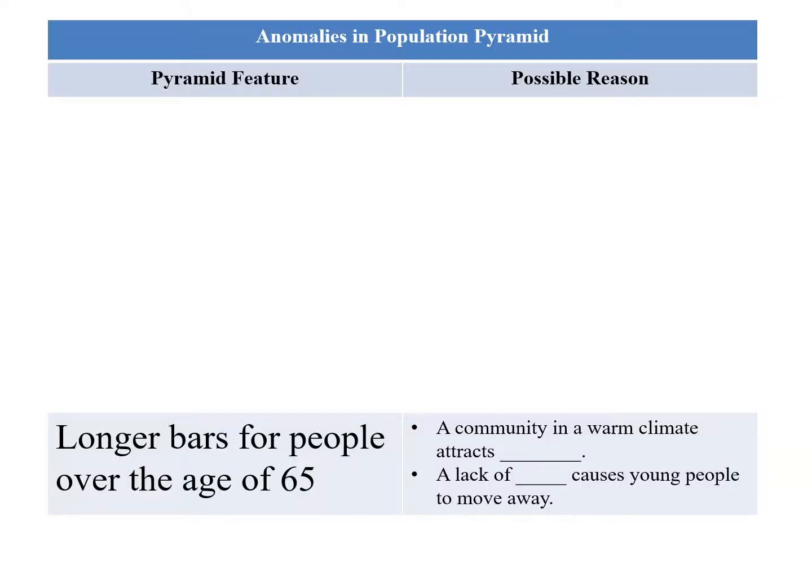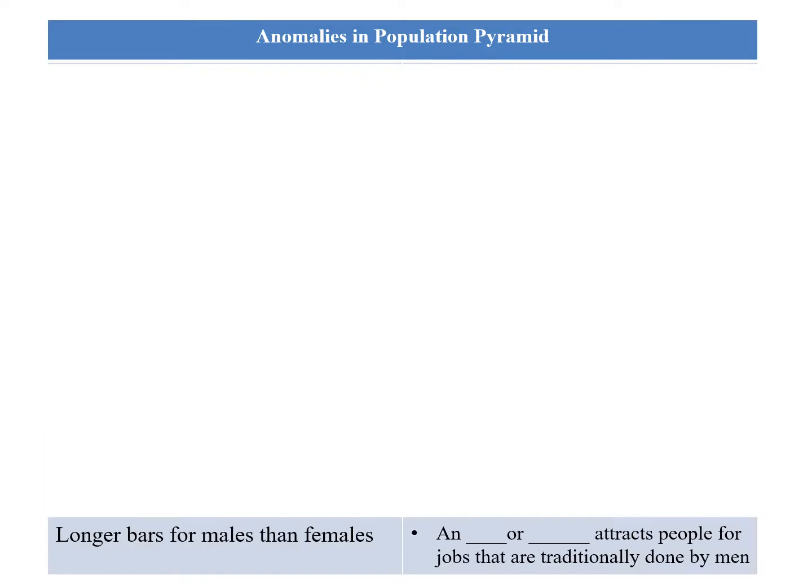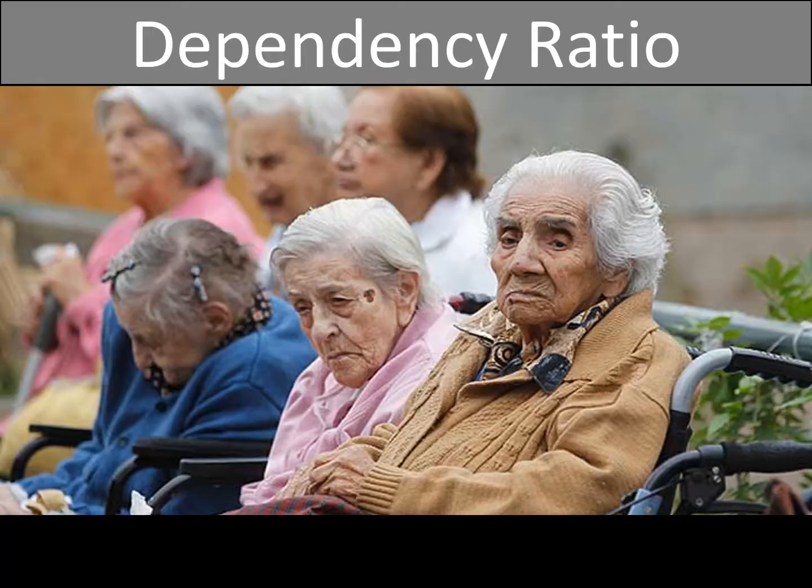One reason we could see a population pyramid that has longer bars for people over the age of 65 is if it's a community in a warm climate that attracts retirees, or a place that has a lack of jobs, which causes young people to move away. If we see the anomaly of longer bars for males than females, it can be because of things like an oil boom or construction jobs that attract people for jobs that are traditionally done by men, like we saw with the UAE. Dependency ratio.